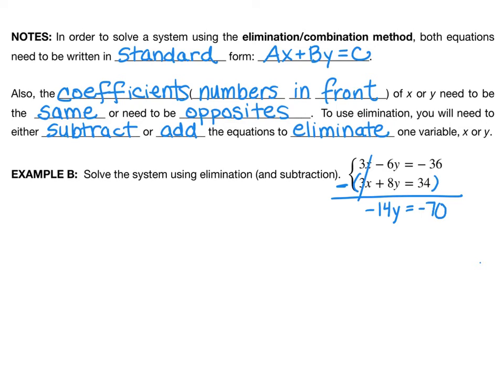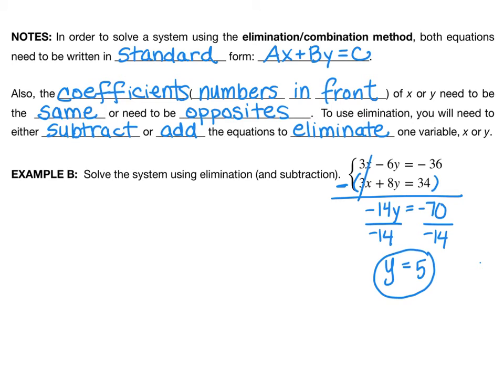And it's just fine to use a calculator as you're working on these, especially if the numbers get large. And now we can easily solve for y by just dividing both sides by negative 14. Negative 14y divided by negative 14, well, that's just y. And then negative 70 divided by negative 14 is a positive 5. So now we have the first half of our answer: y equals 5.